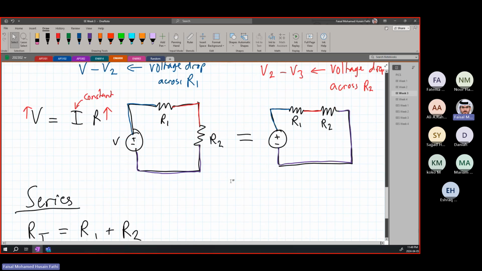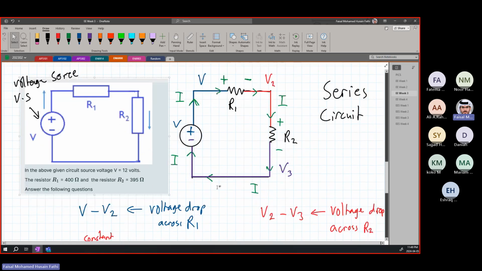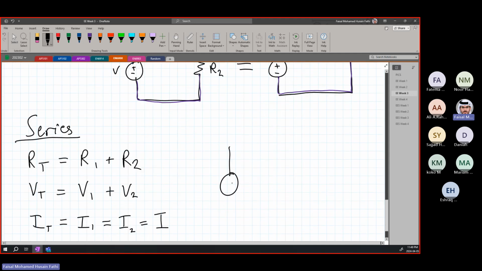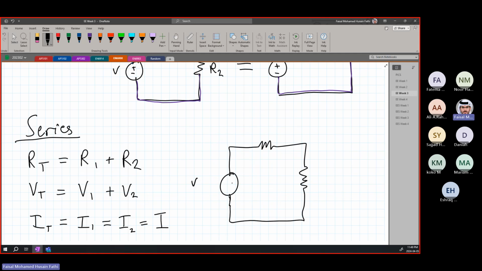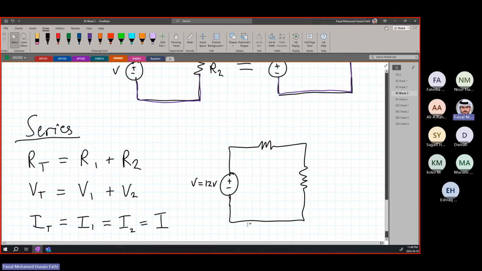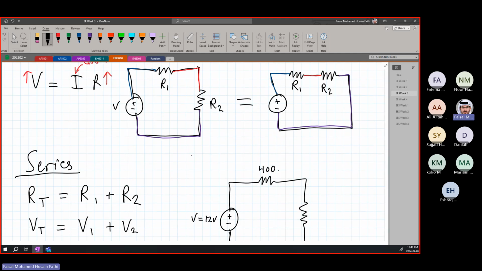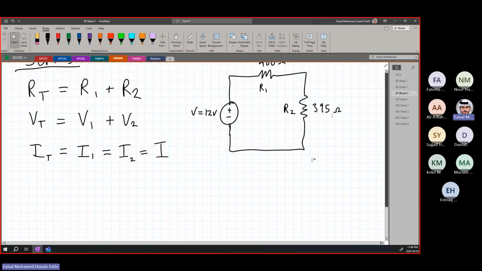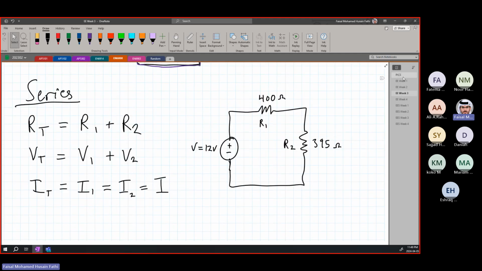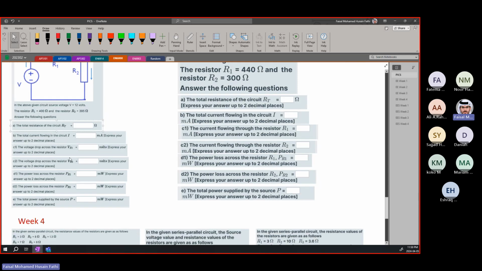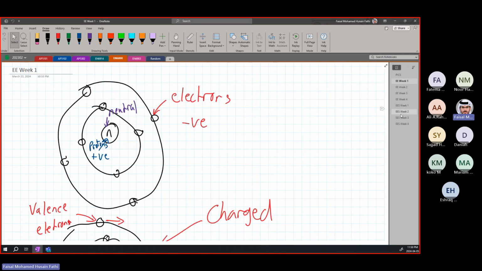Looking at the same circuit, they tell us that V is equal to 12 volts. So this is the circuit. V is equal to 12 volts. Resistor R1 is equal to 400 ohms. R2 is equal to 395 ohms, if I'm not mistaken. So, yes, 395 ohms. Okay? They are in series. Now we can look at the questions, so many questions that they have here. Let's take all of them at once and do them in one shot.